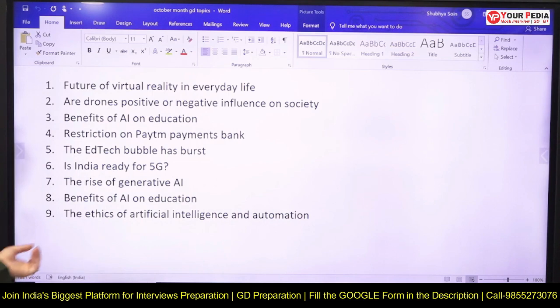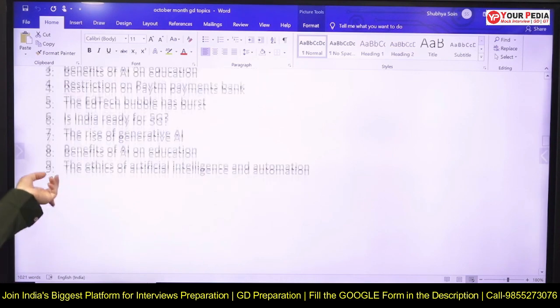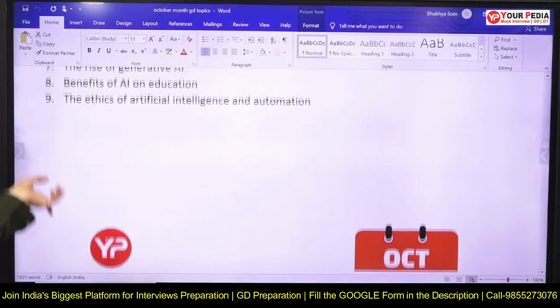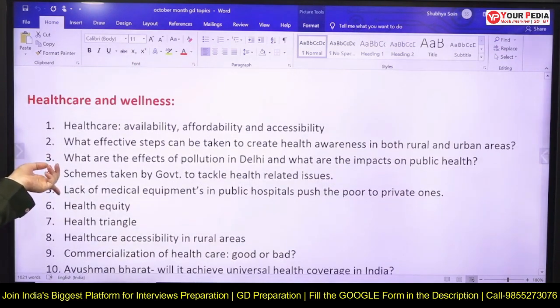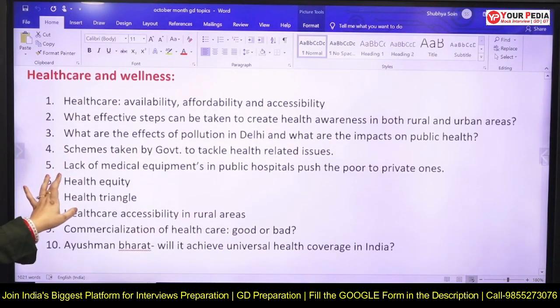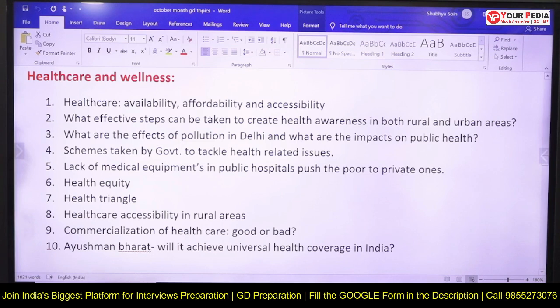The rise of generative AI, benefits of AI in education, the repeated one. The ethics of artificial intelligence and automation. Now comes the next important topic, healthcare and wellness, another important category.